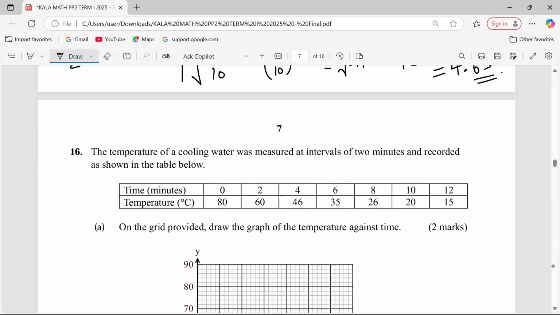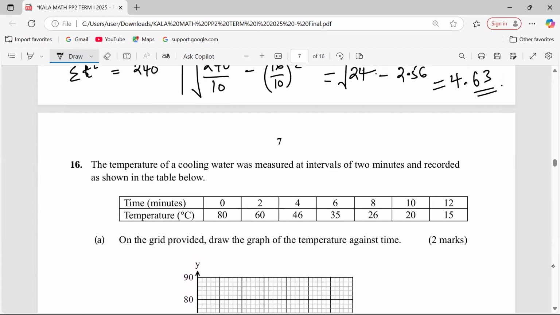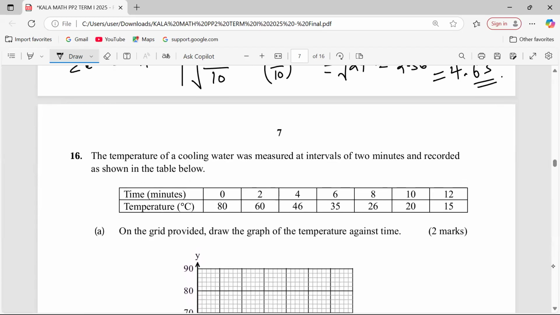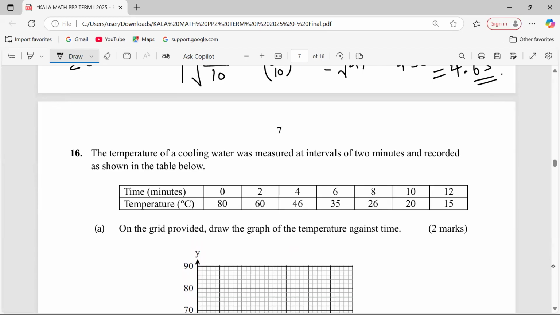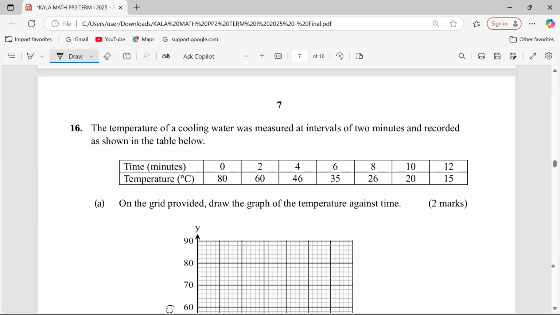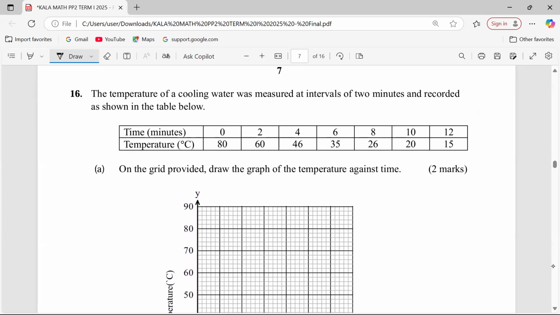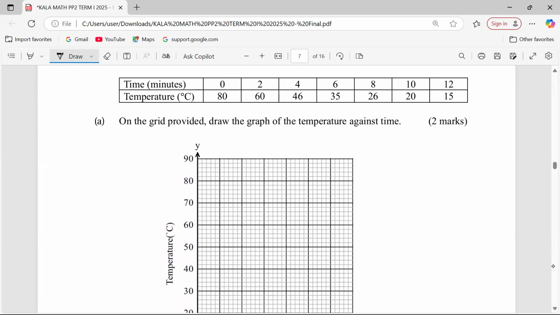Number 16. The temperature of a cooling water was measured at intervals of 2 minutes and recorded as shown in the table below. Time in minutes, temperature in degrees Celsius. So the initial temperature was 80, and after 2 minutes, it went to 60. After another 2 minutes, 46, 2 minutes again, 35, that way. Draw the graph of temperature against time. That is the part A.